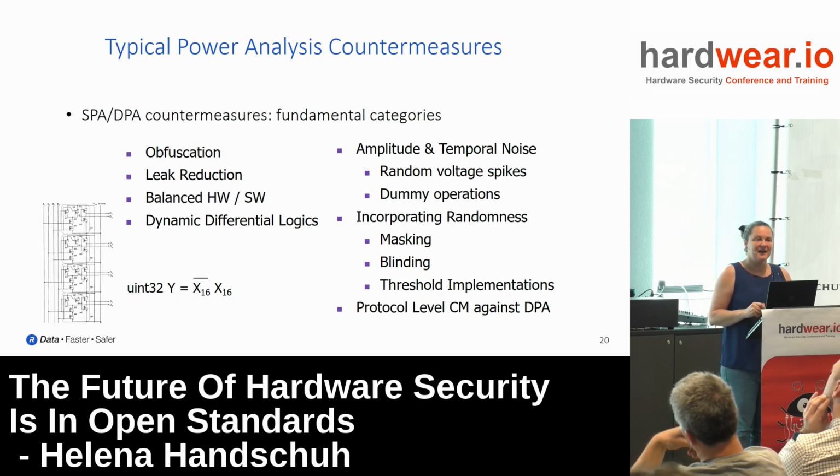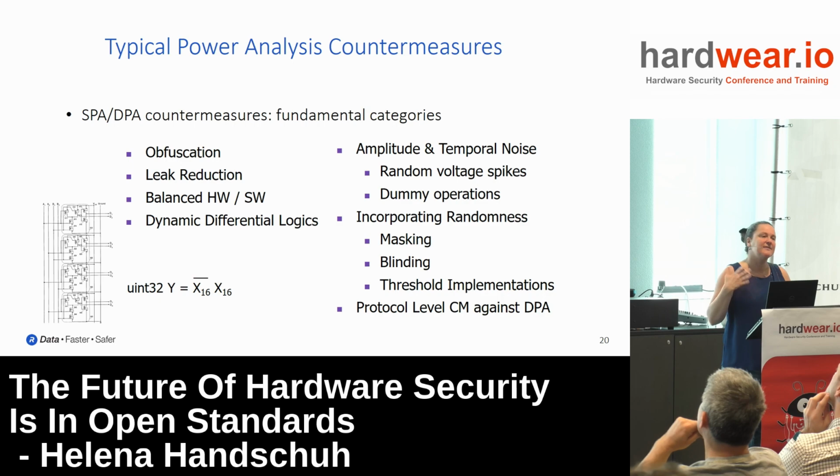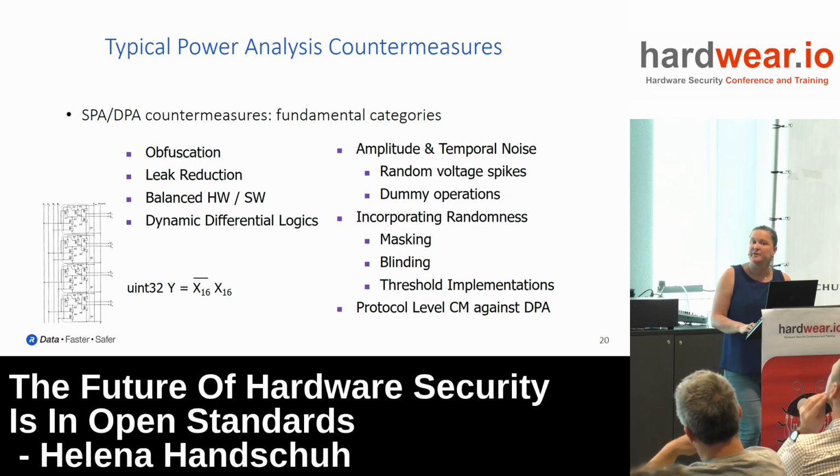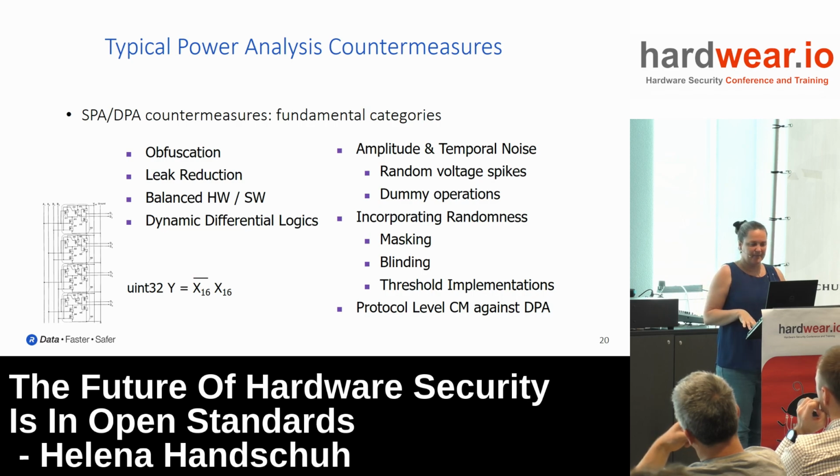And then on the right-hand side, what you see is when you try to add noise or make things look more random so that you can't tell statistically anymore. So you can add amplitude and temporal noise, for example. You try to shift things in time to make sure that the attacker can't align the traces correctly, because then again you're sorting completely random stuff. You can try to add amplitude noise. You can try to use dummy operations, for example, for time shifting. And then the more theoretical mathematical way of doing it is to incorporate randomness.